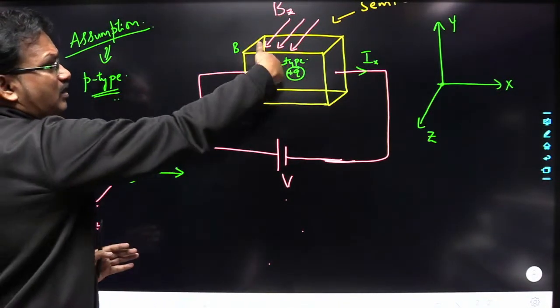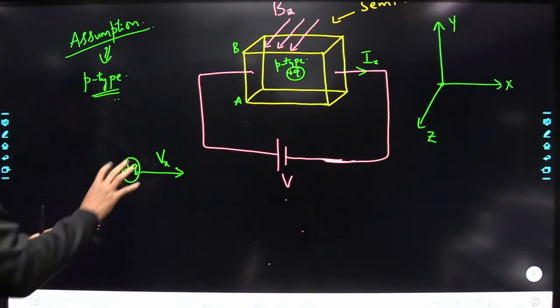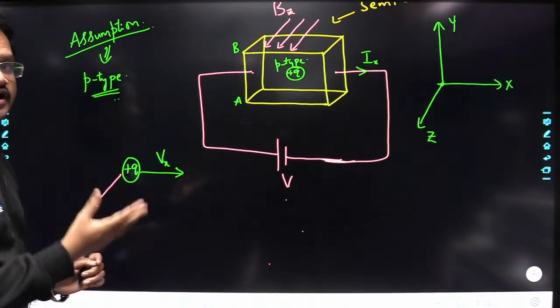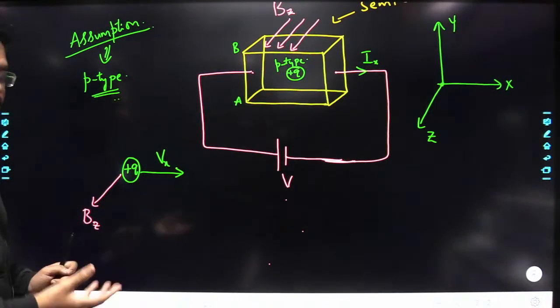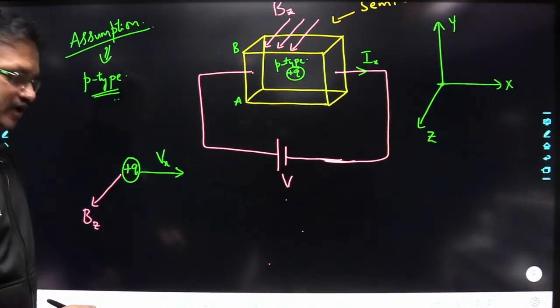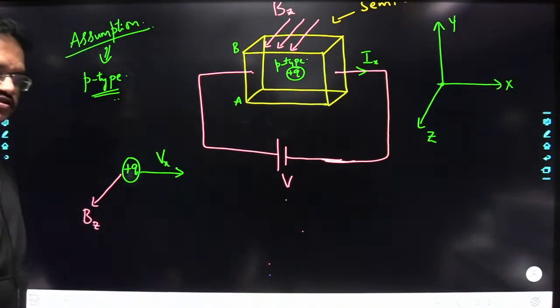And here the magnetic field is pointing in positive z direction. Then all these positive charge carriers are going to experience a magnetic force in which direction? Tell me. In which direction are they going to experience the magnetic force? Alok Kumar, tell me in which direction it is going to experience the force?